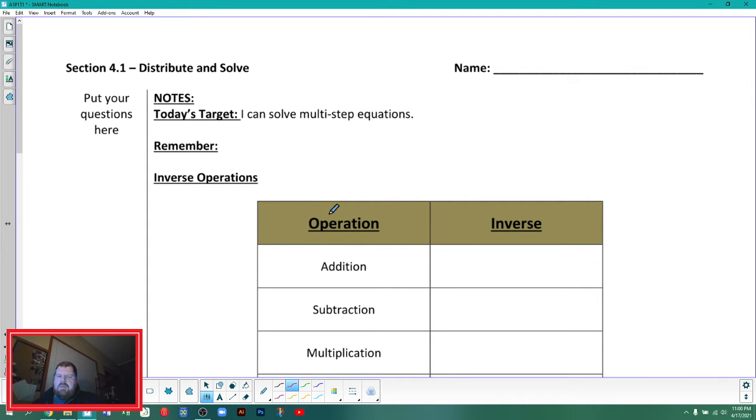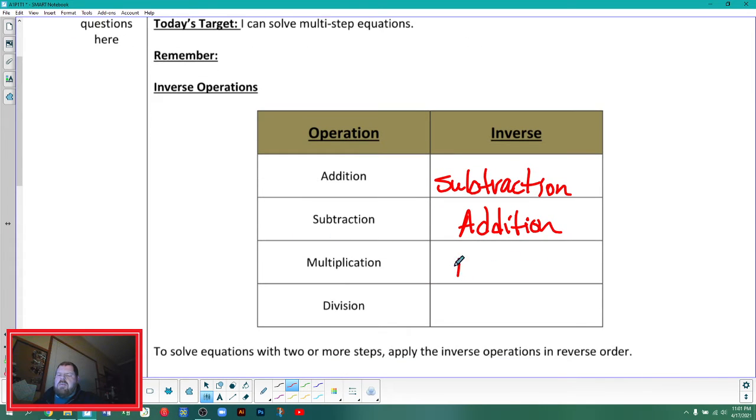So the first thing we want to remember is inverse operations. The opposite of addition: if we see addition in a problem, we want to subtract. If we see subtraction in a problem, we would like to add to undo that. If we see multiplication, we want to divide. And if we see division, we want to use multiplication to undo that. All right.